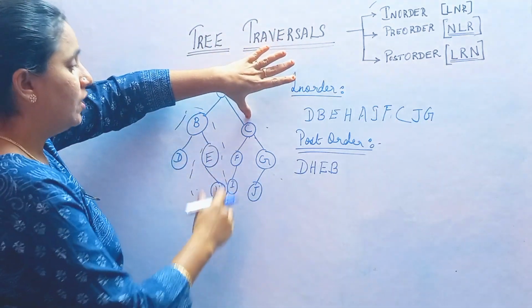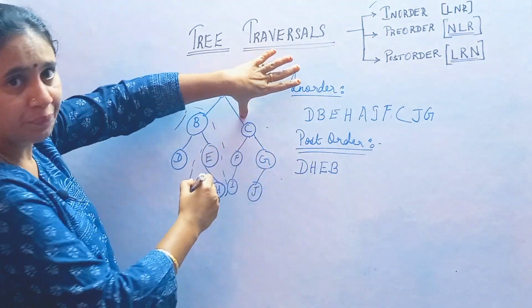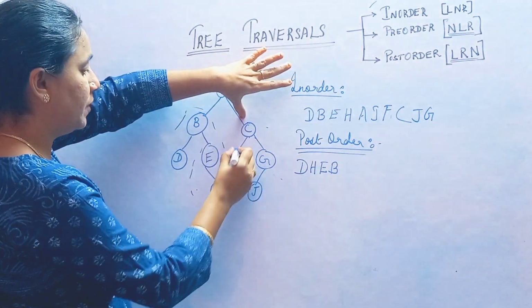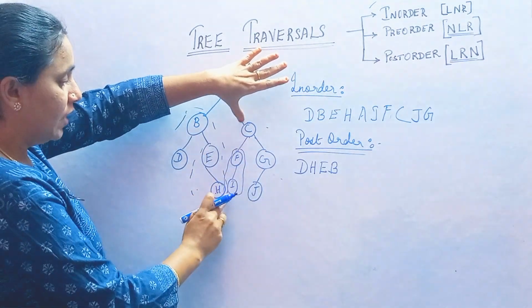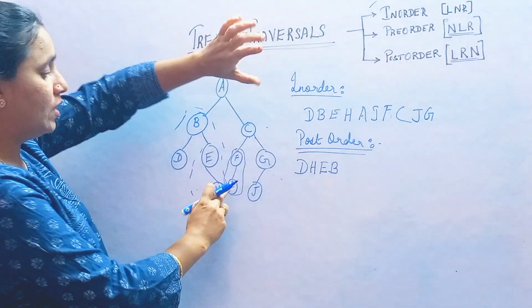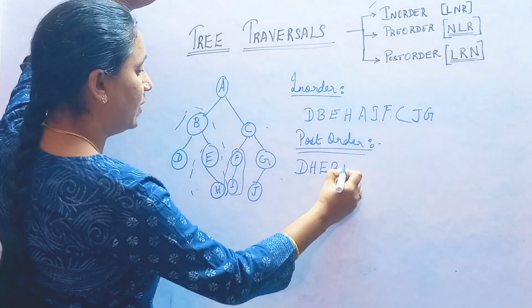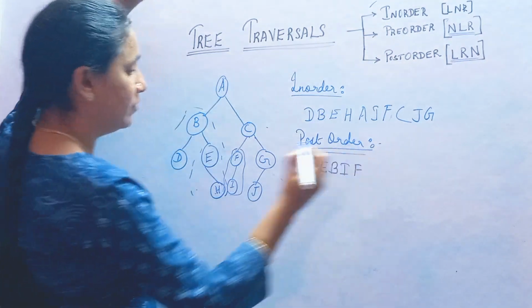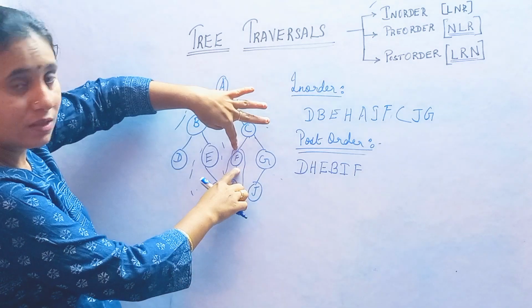I cannot write it because it has a subtree. So move here. Okay, so this is my subtree again, isn't it? So apply the traversal here. So I is my left node, and right has no value, so leave it. So write here I, then F, because left, right, and then only I should write the root node.